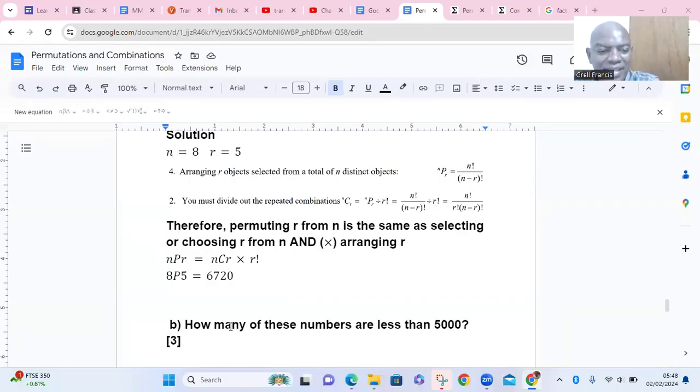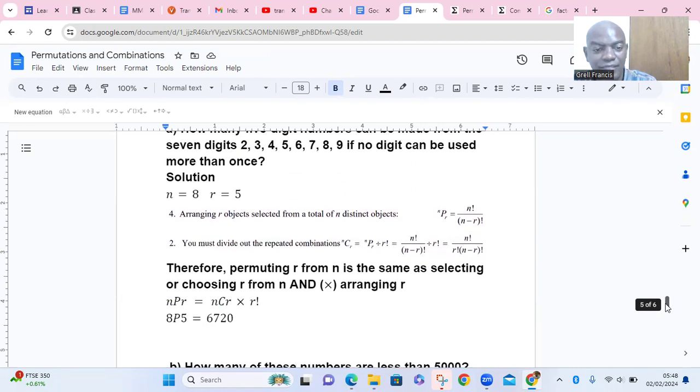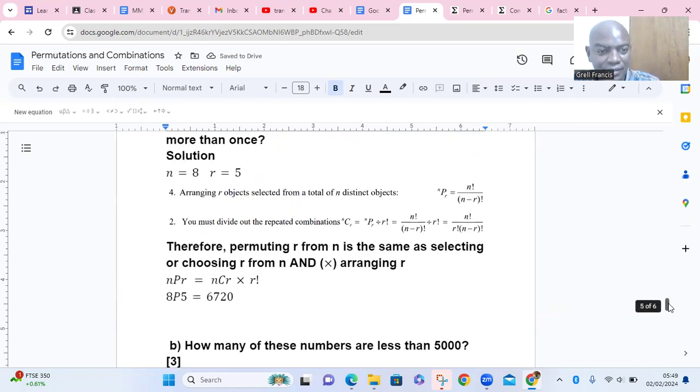Now, part B is asking, out of those 6,720, how many of these numbers are less than 5,000? An example would be 2, 3, 4, 5, 2,345. So how many of them are there? Another example is 4, 3, 2, 5, and so forth. So we've got to do some fixing.